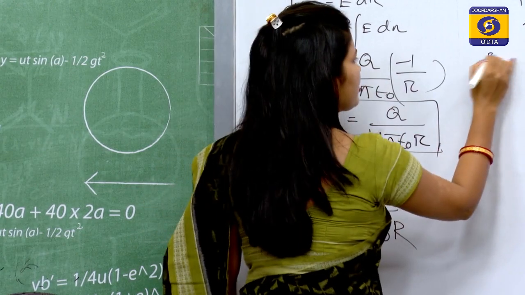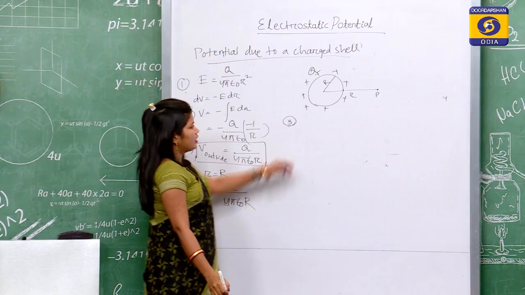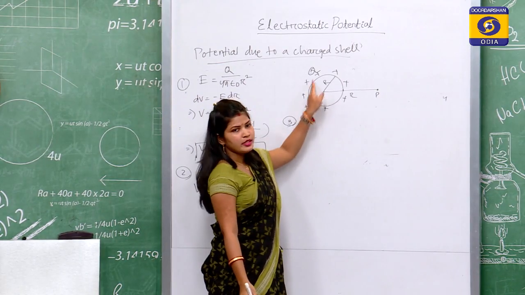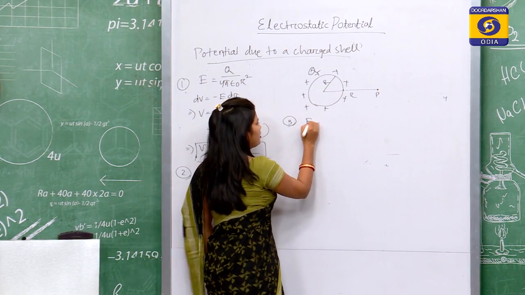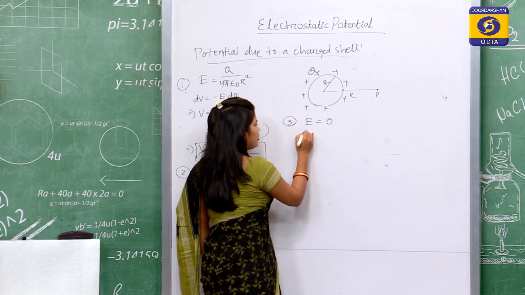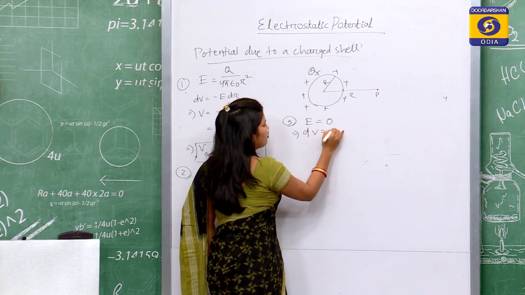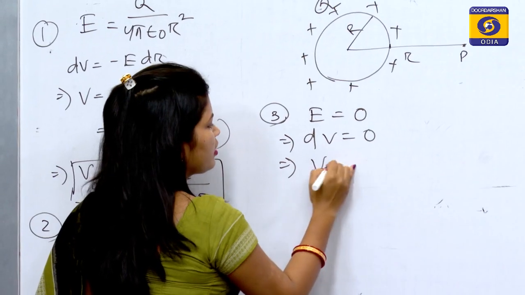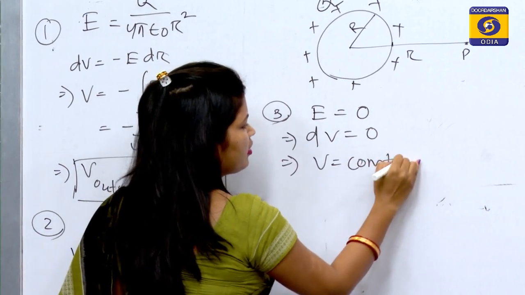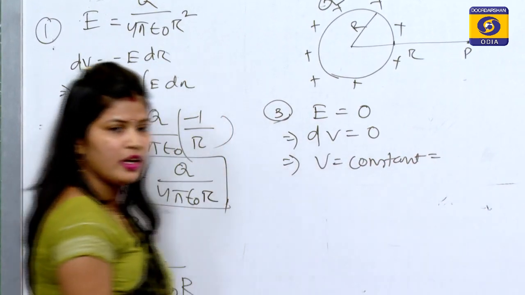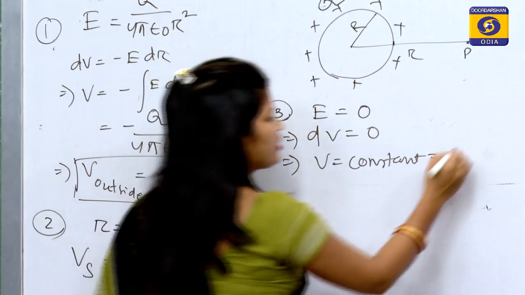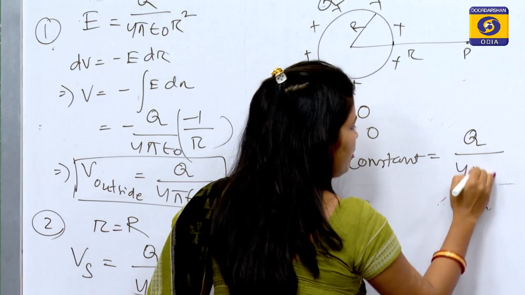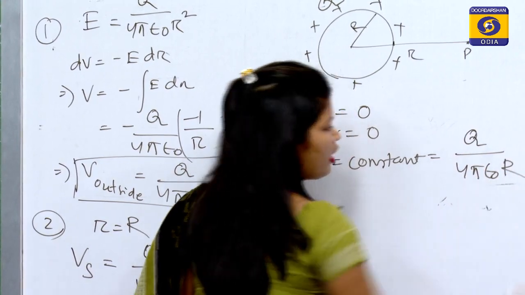Now, in the third case, you know that the electric field inside the conducting sphere is 0. So, inside the sphere the electric field is 0. That means dV is equal to 0. So, V is constant, the same as the potential on the surface, that is Q by 4 pi epsilon naught capital R.